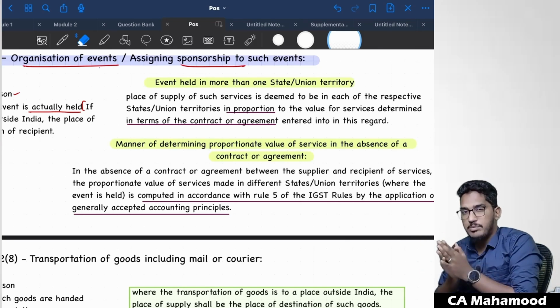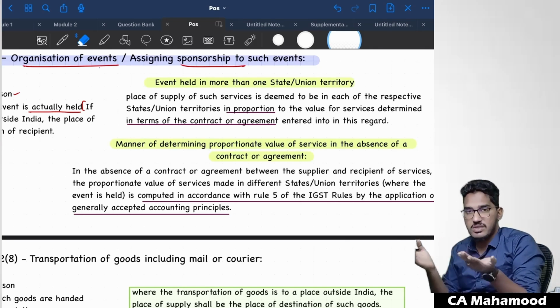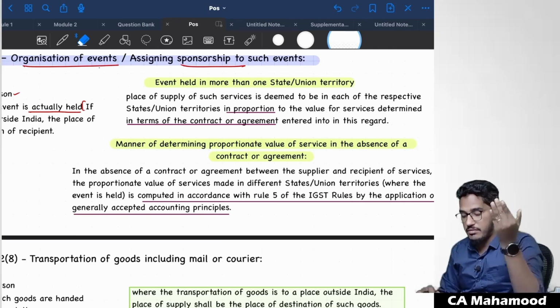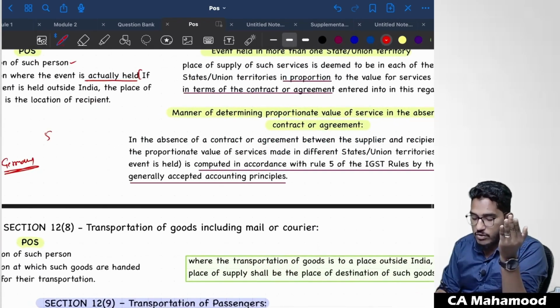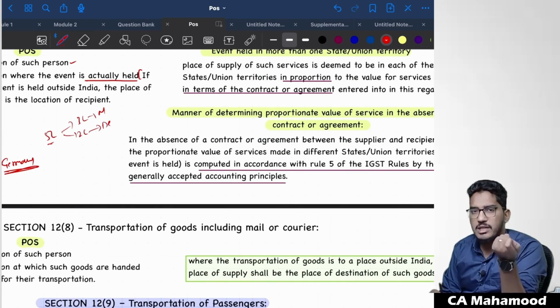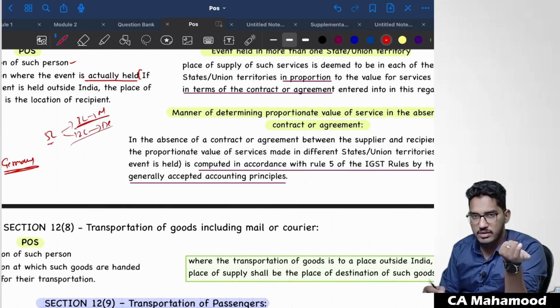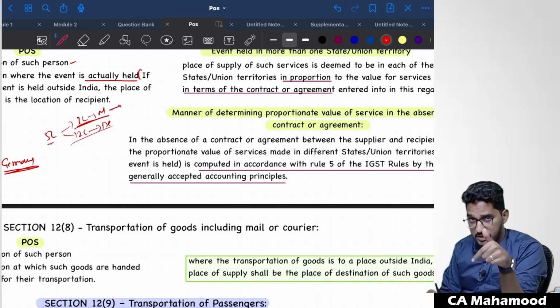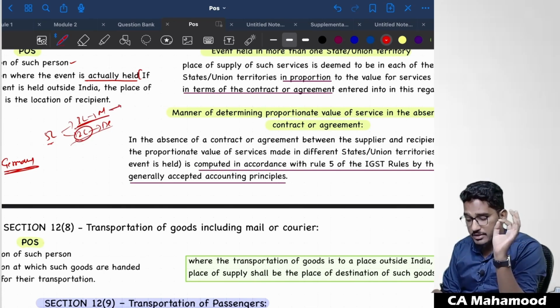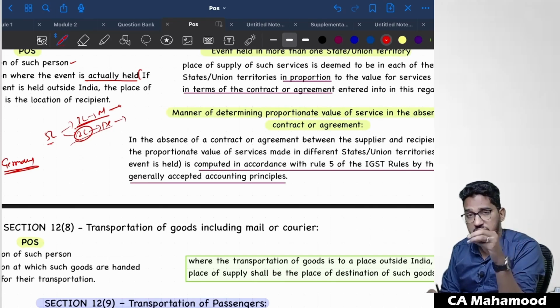So in this case, what will happen? Generally, if the agreement clearly says, we will give you a total of 5 lakh rupees, out of this 5 lakhs, 3 lakh rupees is for conducting the event in Mumbai and 2 lakh rupees is for conducting the event in Delhi, we will follow the agreement. Since they have said 3 lakhs is for Mumbai, for this 3 lakhs the place of supply will be Mumbai. They said 2 lakh rupees is for conducting the event in Delhi, so for this 2 lakh rupees, the place of supply will be Delhi.